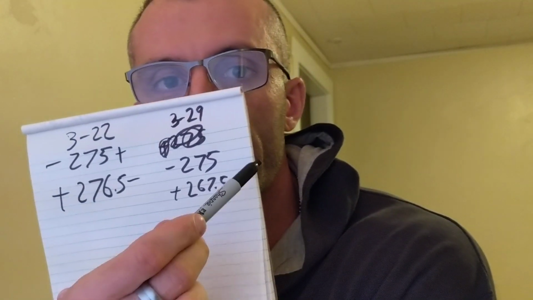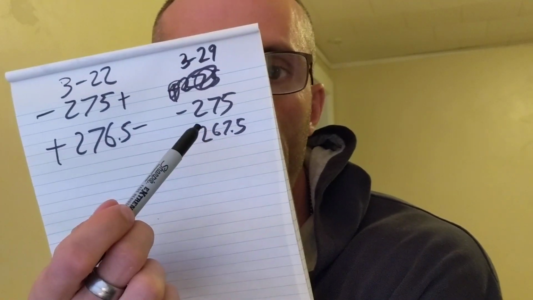But that closes out that position. Simultaneously, in the same trade, I go short 275 and long the 267.50. So essentially what I'm doing is just moving the date from expiring on 322 to expiring on 329.